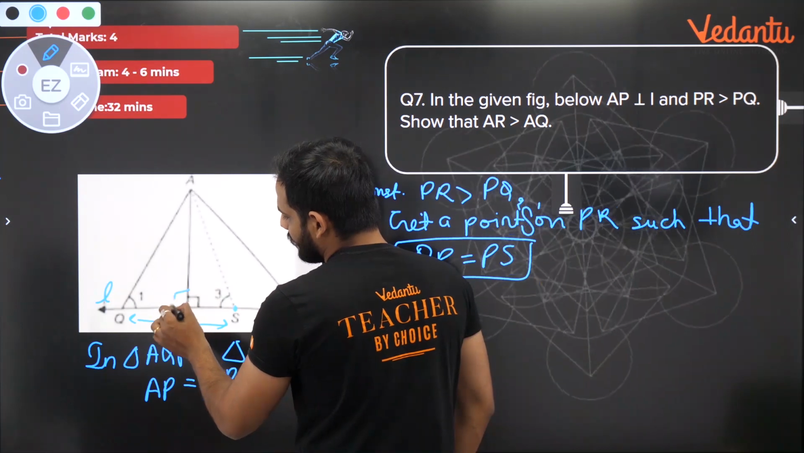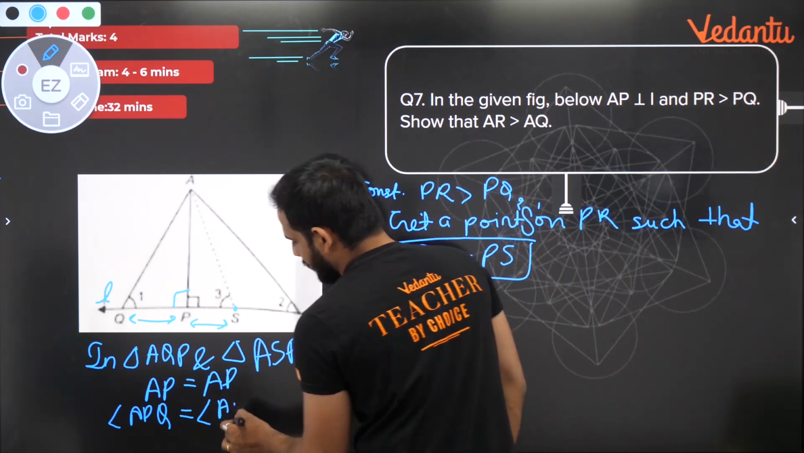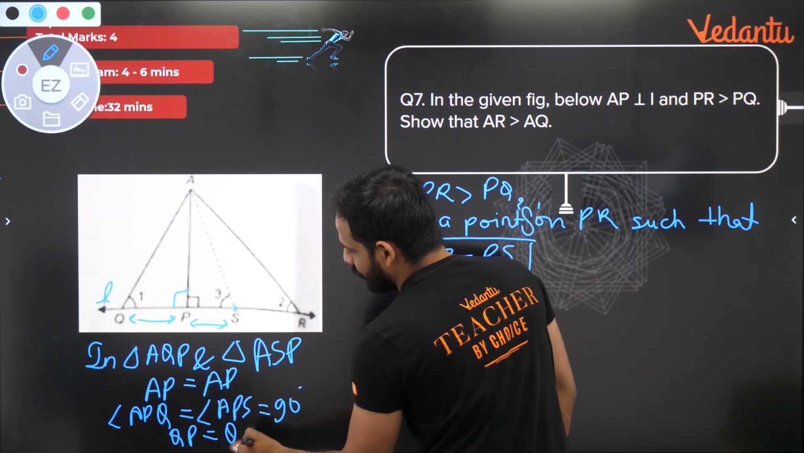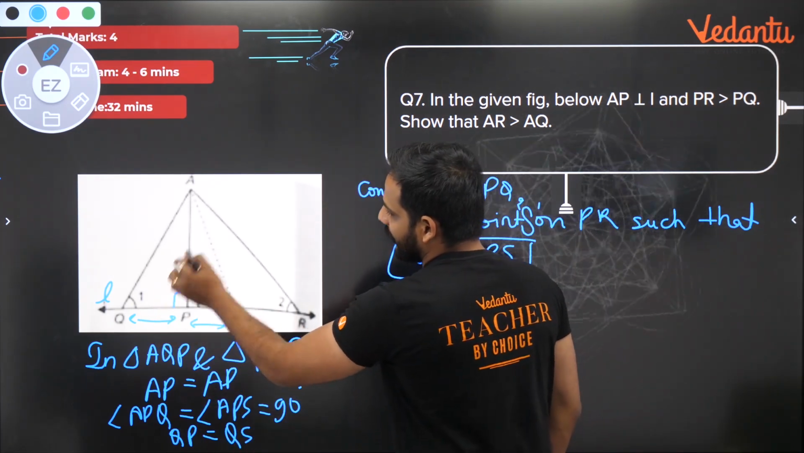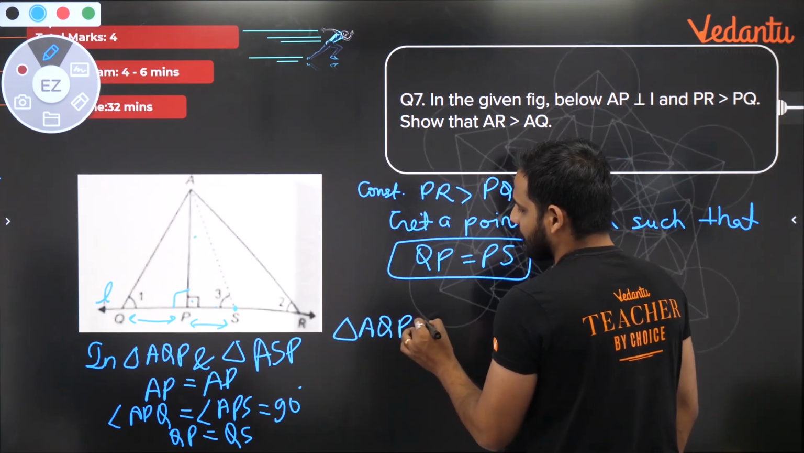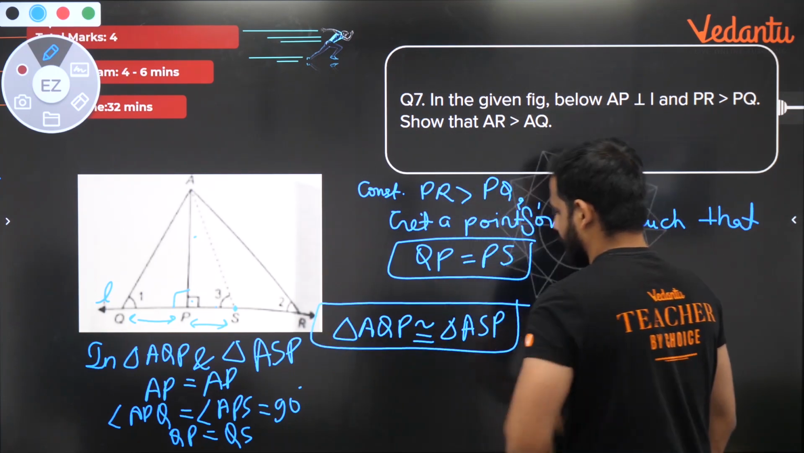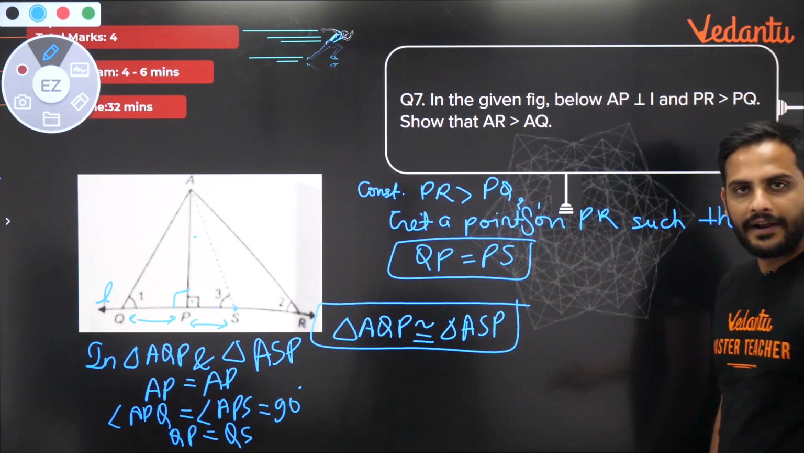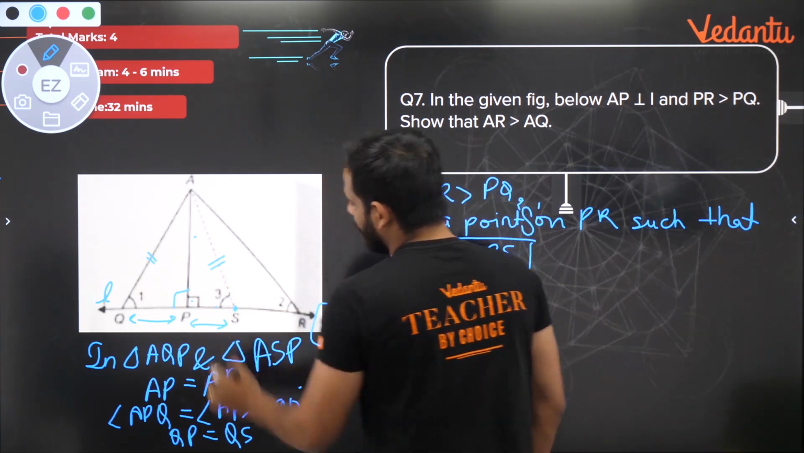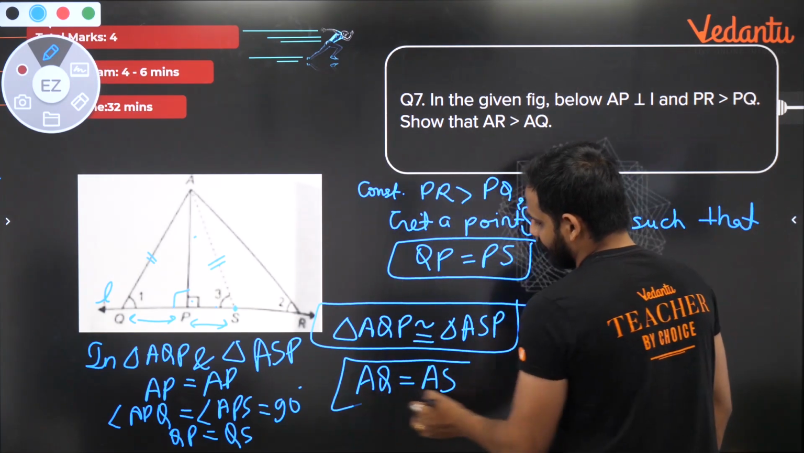Then since this is 90 degree, this is also 90 degree, so I can say angle APQ is equal to angle APS, both are equal to 90 degree. And the third thing we know is QP is equal to QS. So by side angle side, I can say triangle AQP is congruent to triangle ASP. If both are congruent, by CPCT, I can say that AQ is equal to AS as well.